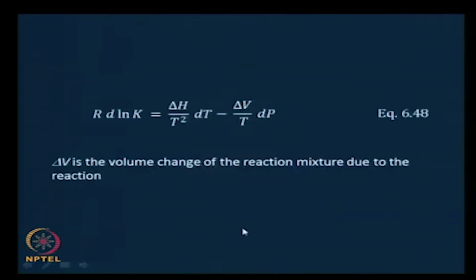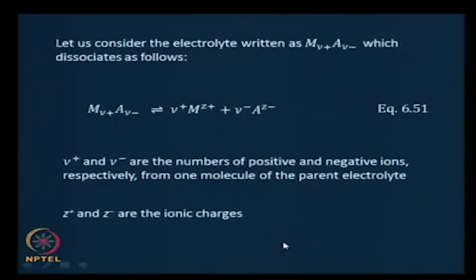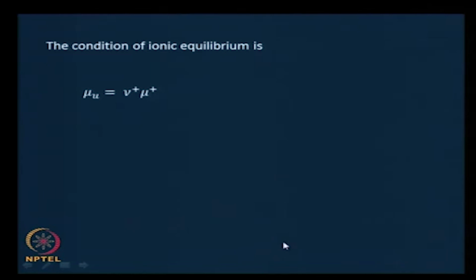as this, and finally some formulations for electrolytes we have seen, which is I will just give you the condition for ionic equilibrium and I will stop there. We also looked at some temperature dependencies, but the condition of ionic equilibrium was mu equals nu plus mu plus, the stoichiometric coefficient of the positively charged species times mu plus, plus nu minus mu minus.